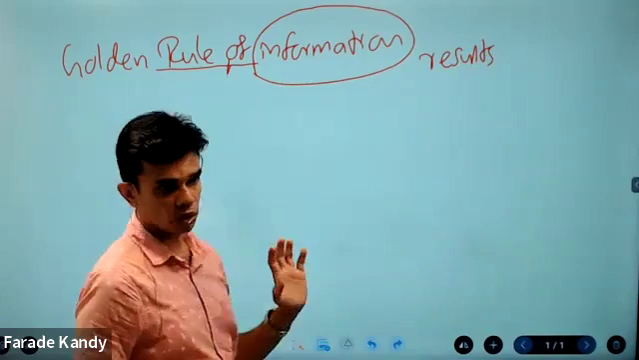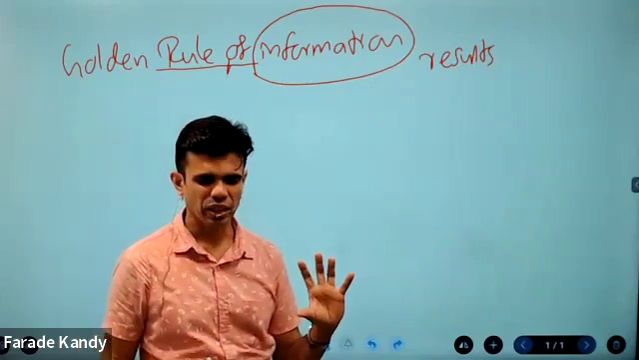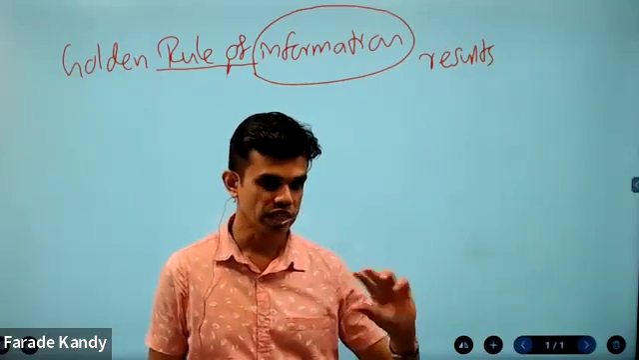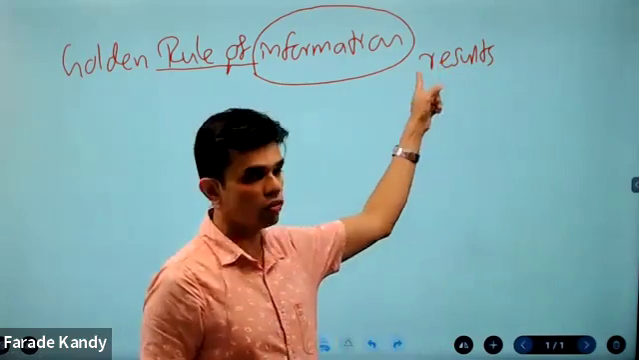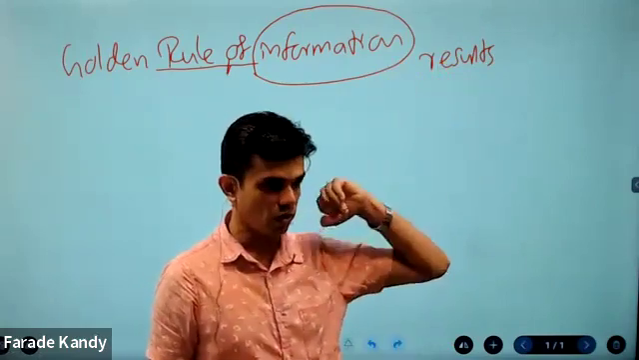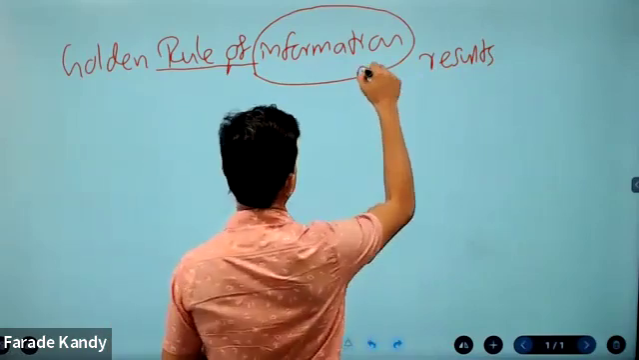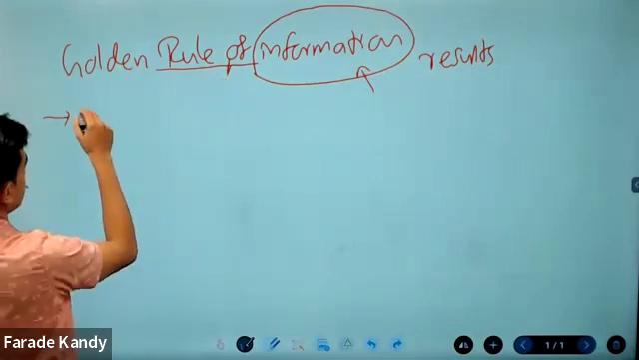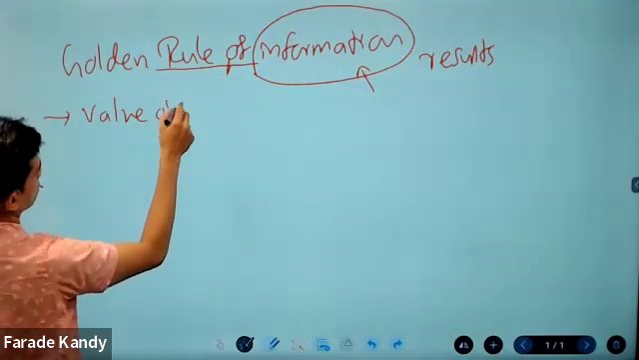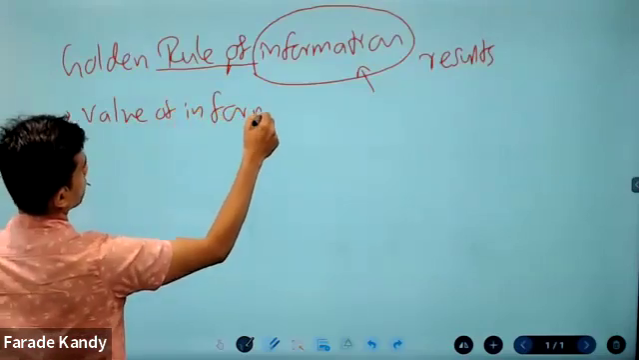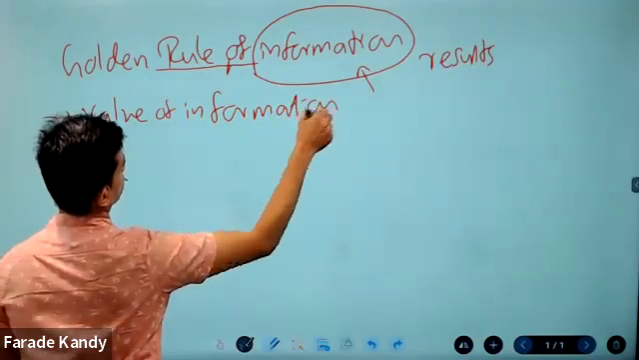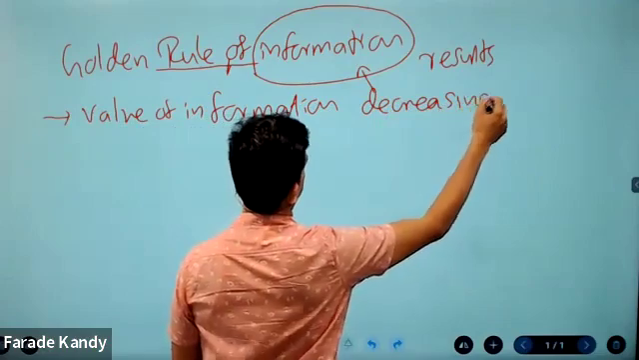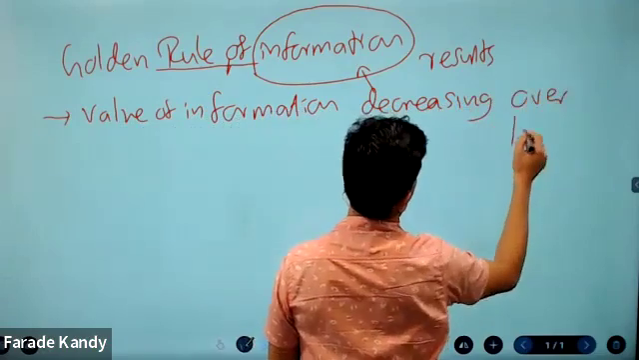That's called the golden rule. You can remember. What is the main area covered by the golden rule? What does the golden rule say? The value of information. So the golden rule says that, just to mention, golden rule of information means: the value of information is decreasing over the time.